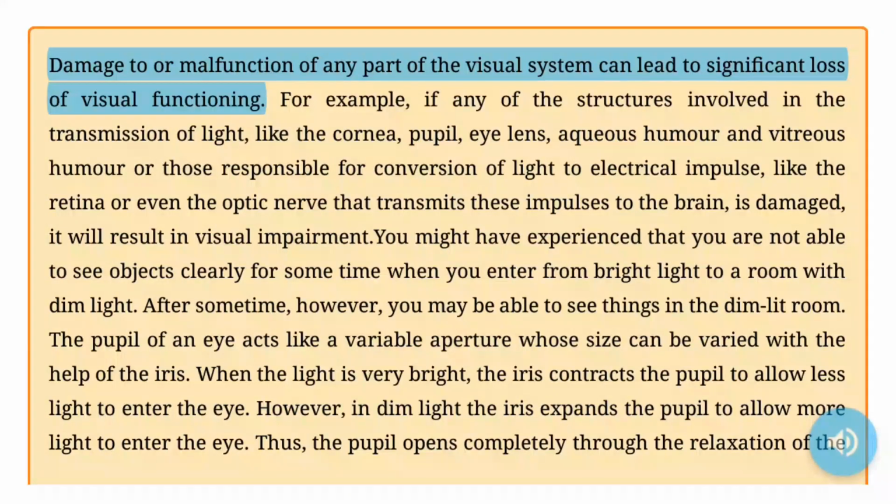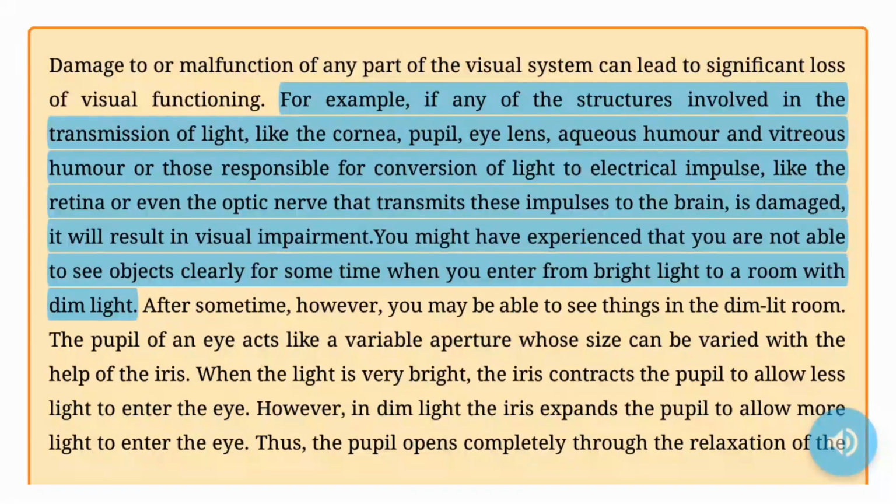Damage to or malfunction of any part of the visual system can lead to significant loss of visual functioning. For example, if any of the structures involved in the transmission of light, like the cornea, pupil, eye lens, aqueous humor and vitreous humor, or those responsible for conversion of light to electrical impulse, like the retina or even the optic nerve that transmits these impulses to the brain, is damaged, it will result in visual impairment.